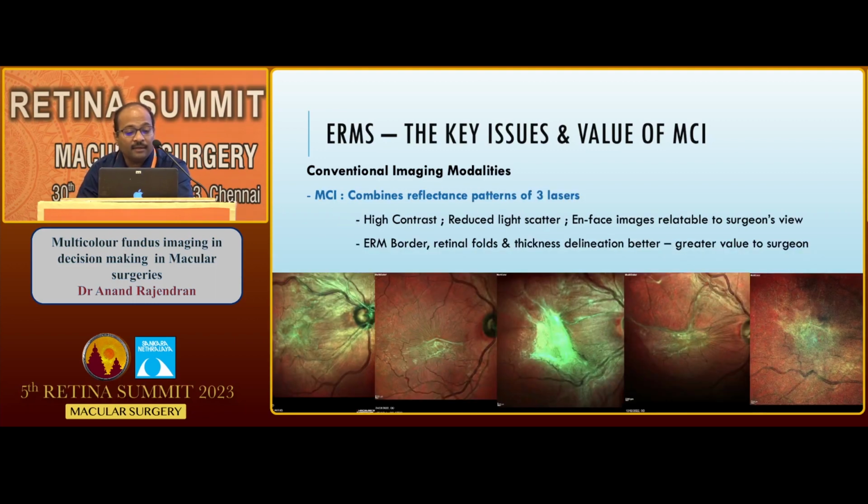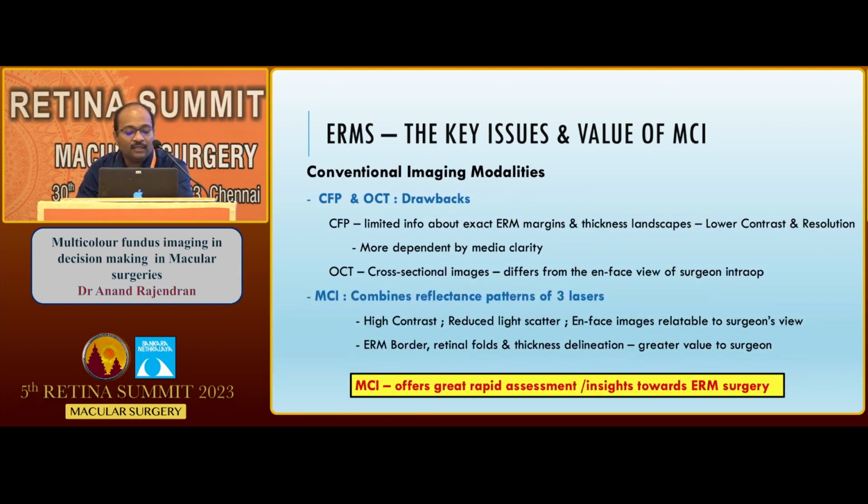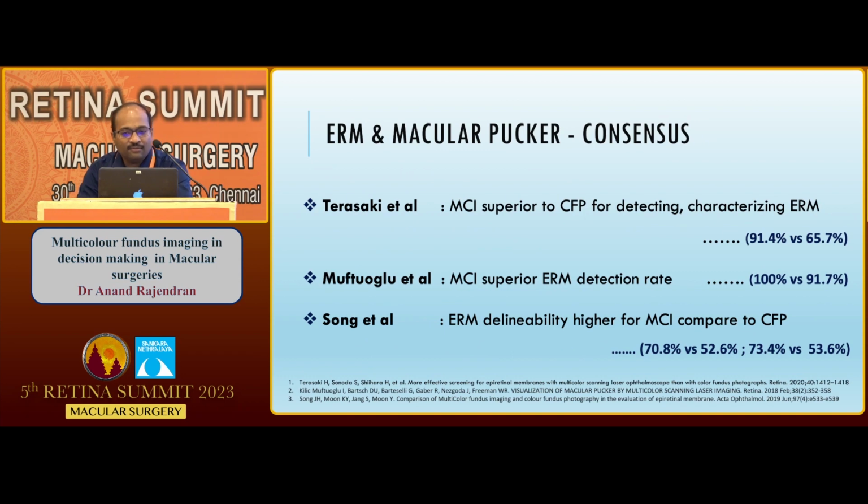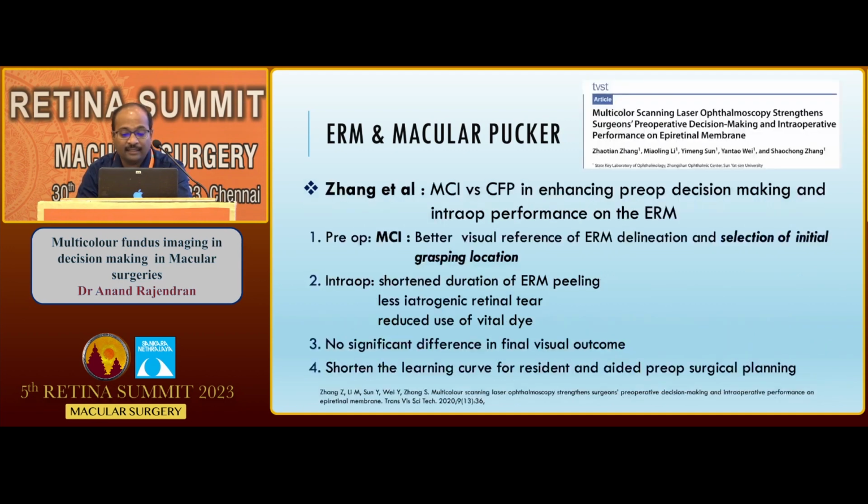Whereas MCI, as I said, is high contrast, with reduced light scatter, and the en-face images that it gives you are more relatable to the surgeon's view. And as I said earlier, it's great definition of the contours. So putting all that together, MCI offers you great instantaneous rapid assessment and insights towards ERM surgery. Now there's a lot of consensus in literature about the value and the superiority of MCI over color fundus photography for detecting and characterizing these ERMs.